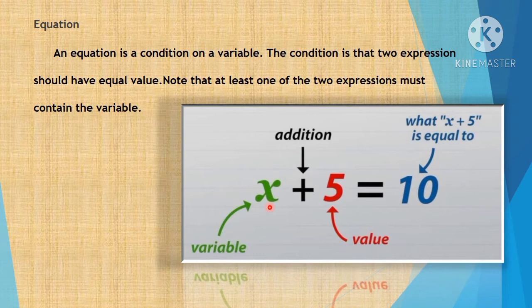x plus y is equal to 10. x plus 5 equal to 10. This is known as an equation. And x plus 5, if I am simply writing x plus 5, that is known as an expression. Okay, next we will be studying the difference between expression and equation.